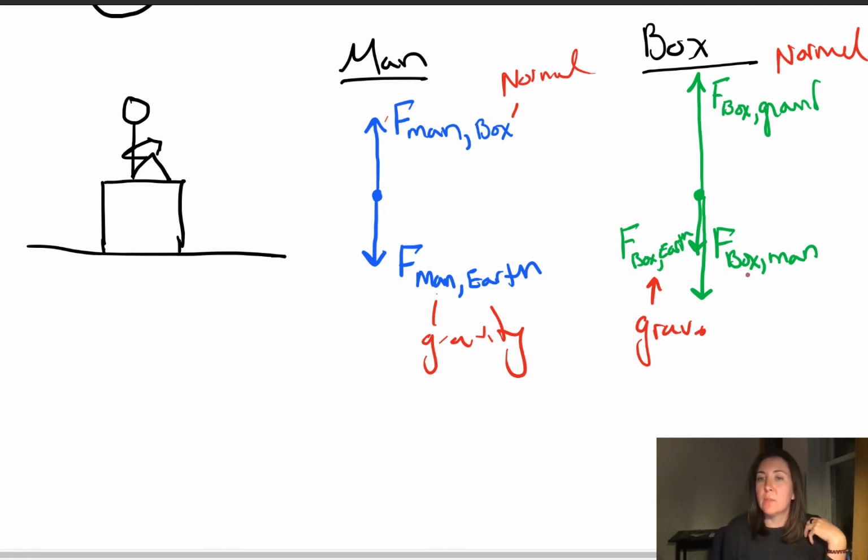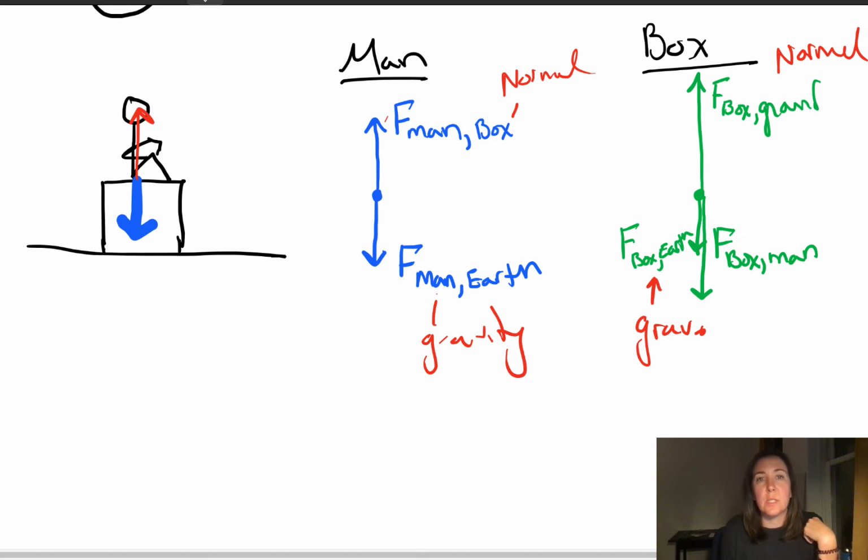Then you have this force on the box by the man. So notice the force on the box by the man. The man sits on the box and pushes the box down. That force on the box, this force that the man's putting on the box here, is down. And then we have the force on the man by the box. We have this upward force that's supporting the man, the force on the man by the box.